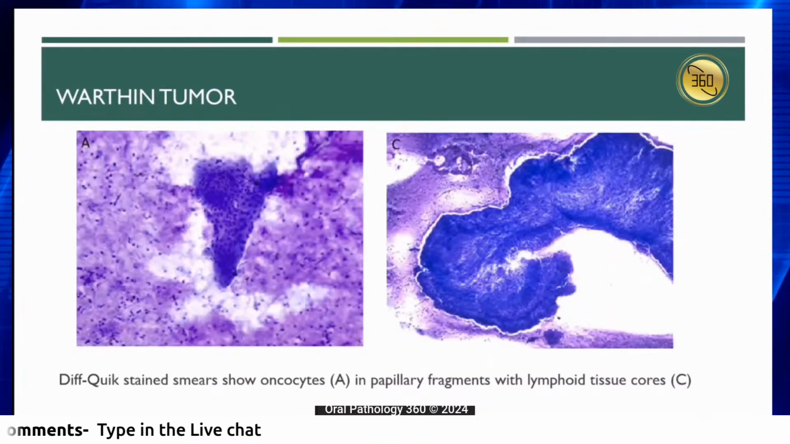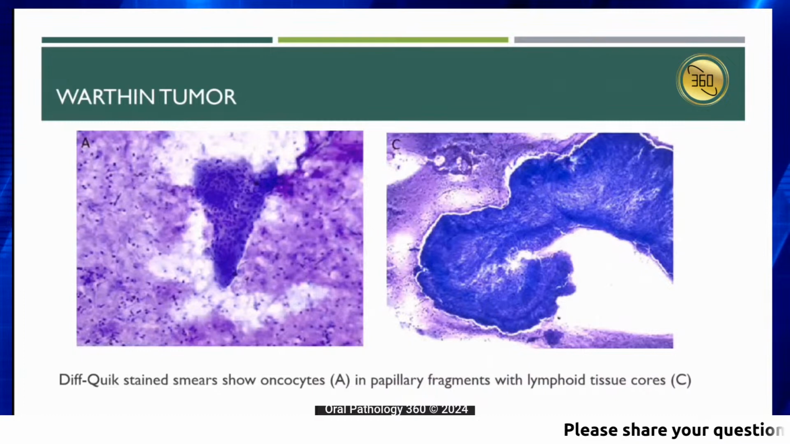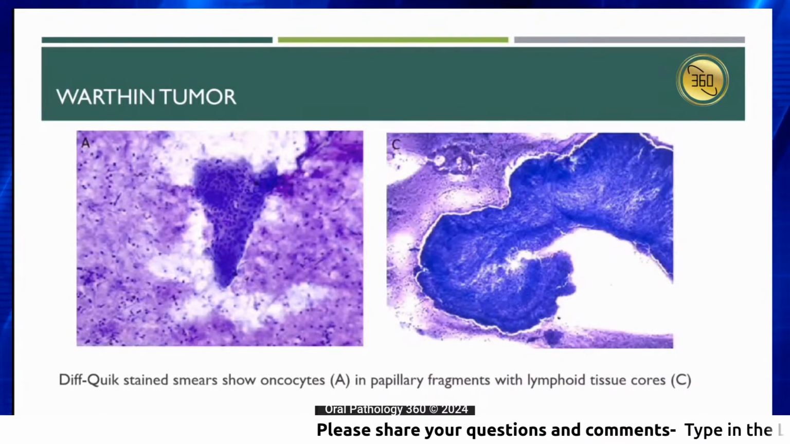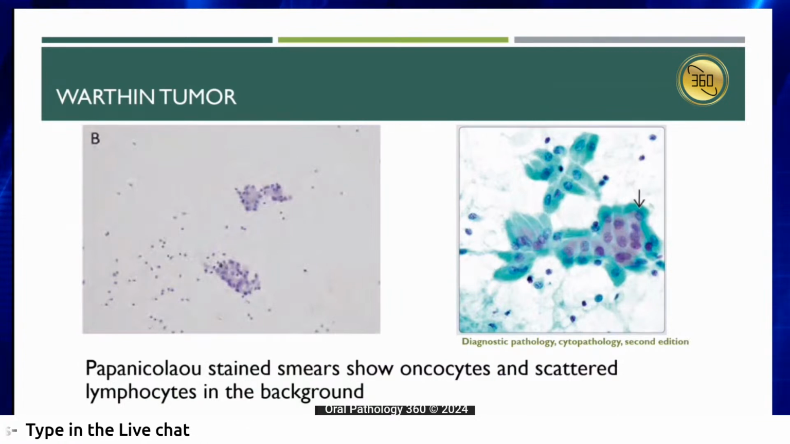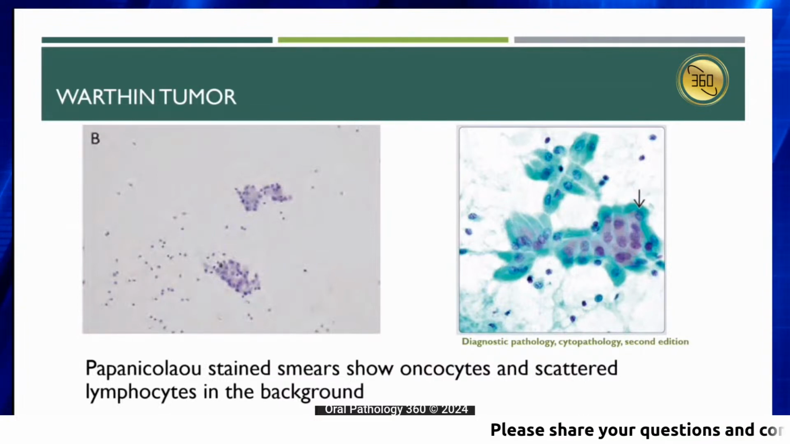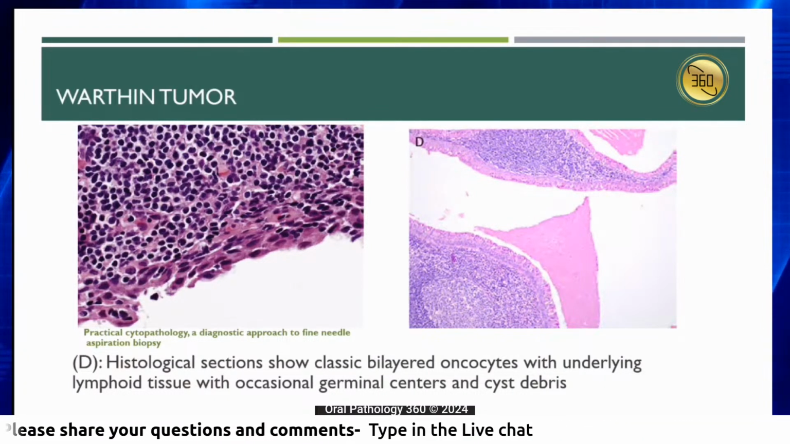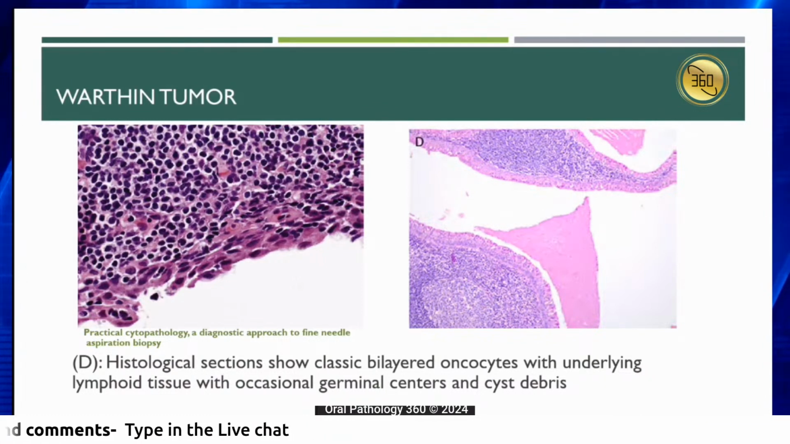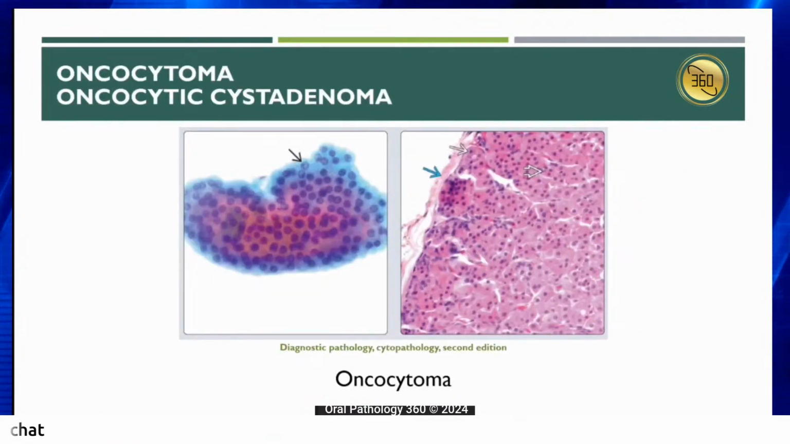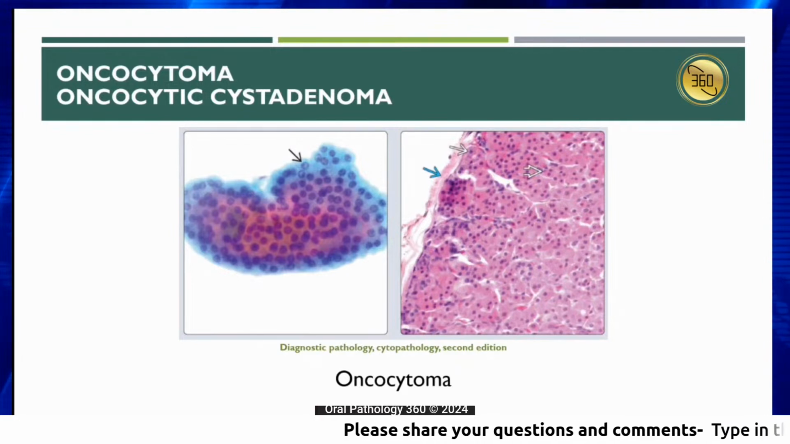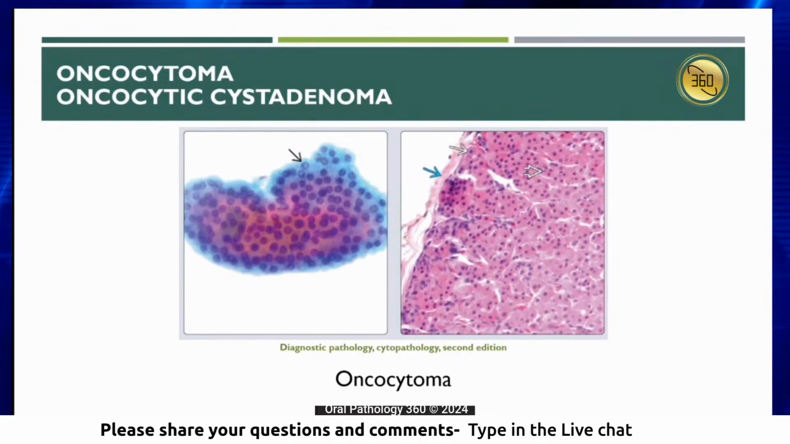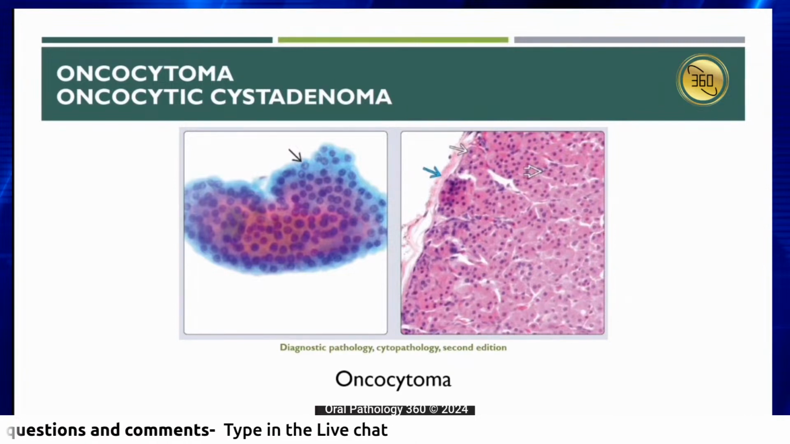A papillary fragment is demonstrated in this Diff-Quik stain smear on the right, containing oncocytes and lymphoid tissue cores, as well as a cluster of oncocytes on the left. Here you can see some Pap stain smears, which show oncocytes and scattered lymphocytes in the background. And finally, a resection specimen, which shows the biphasic morphology we discussed earlier. There are two other benign neoplasms, oncocytoma and oncocytic cystadenoma, which are also composed of oncocytic cells, but with no lymphoid tissue in cytology specimens.